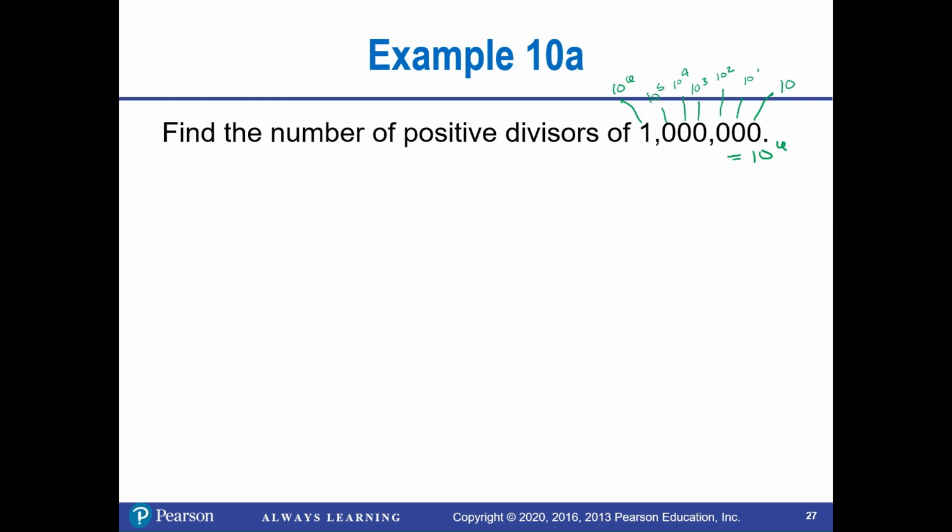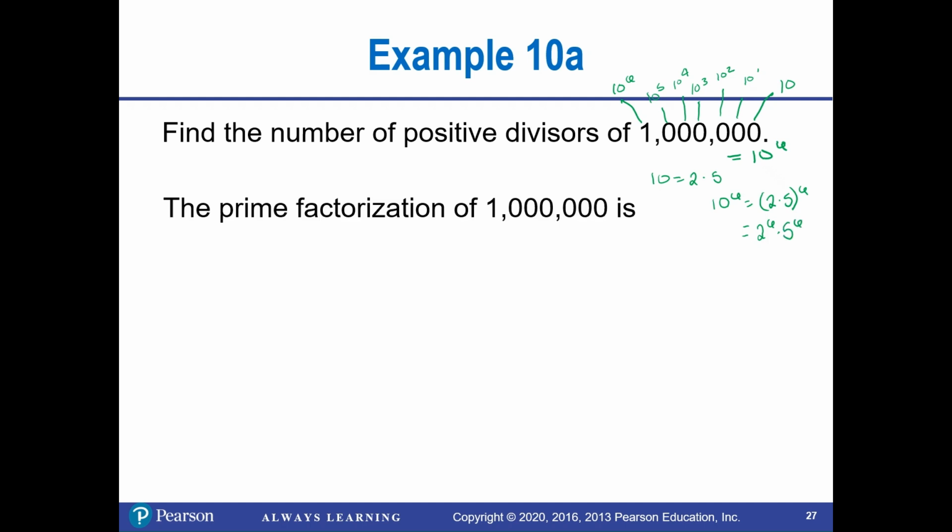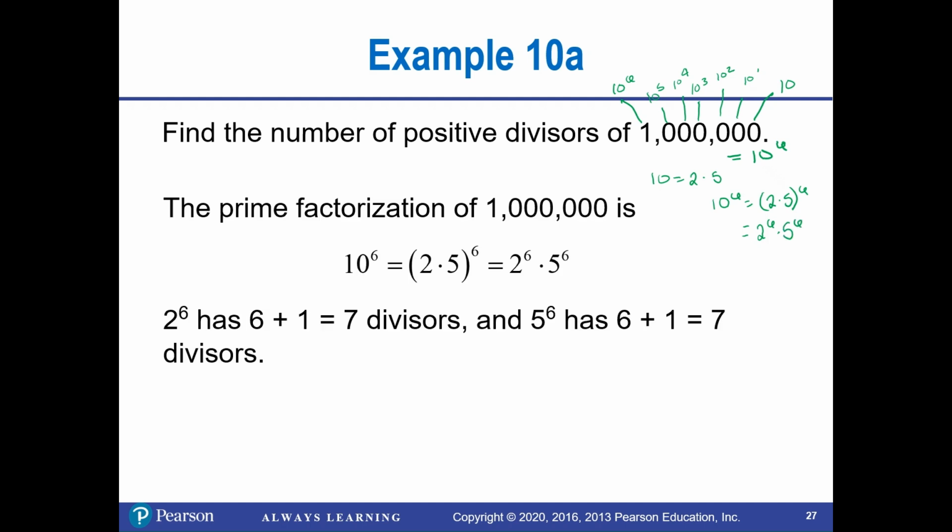Now I just need to split up 10 into prime factors. So I know that 10 is equal to 2 times 5. So 10 to the sixth power is equal to (2 times 5) to the 6th power. And using the properties of exponents we've learned, I know that that will be 2 to the 6th power times 5 to the 6th power. So that is our prime factorization of 1 million: 2 to the 6th power times 5 to the 6th power.